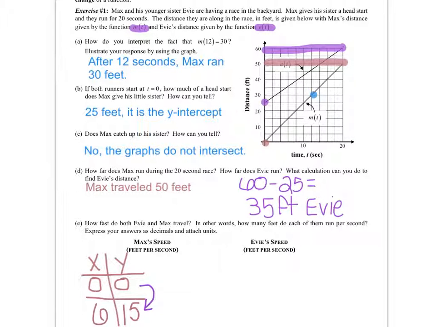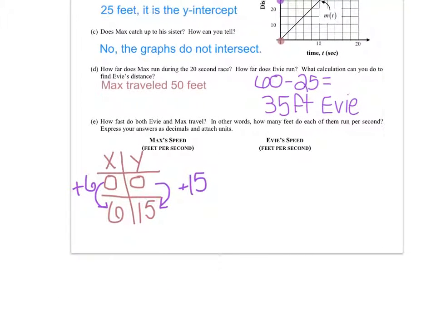So now I need to see how much did I jump to get from 0 to 15? Well, I added 15. And how far did I go from 0 to 6? Well, I added 6. So in order to calculate the average rate of change, that would just be 15 divided by 6, which is equivalent to 2.5, and this, of course, is in feet per second.